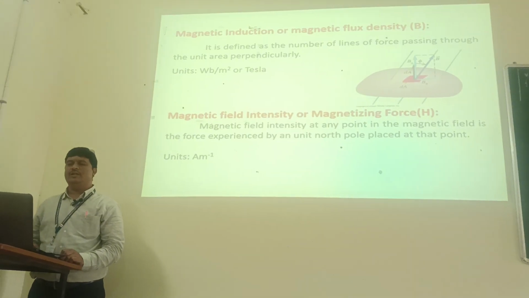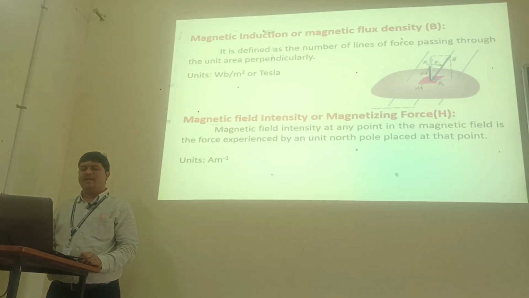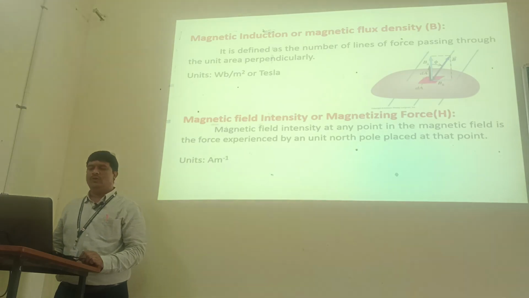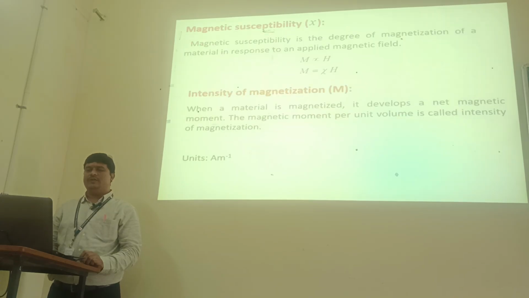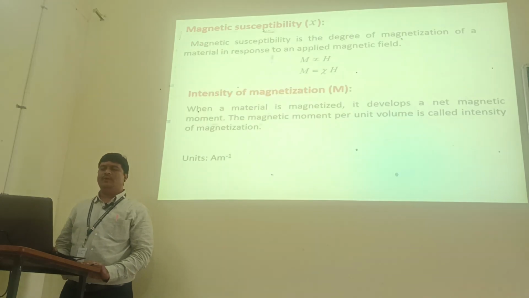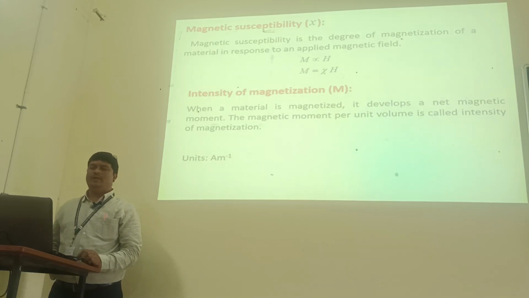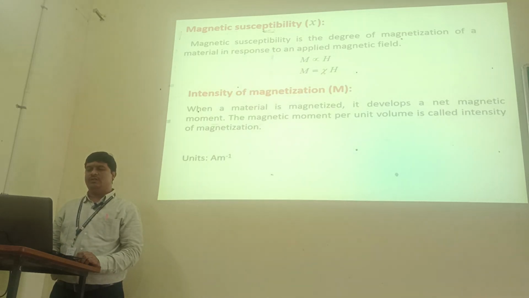Already we discussed the number of lines passing through the unit area, known as magnetic induction. Next, magnetic field intensity. The force experienced by a unit north pole placed at a point is known as magnetic field intensity. Next, magnetic susceptibility. The ratio of the magnetization to the magnetic field intensity is called magnetic susceptibility. Next, magnetization. The magnetic moment per unit volume is known as magnetization.